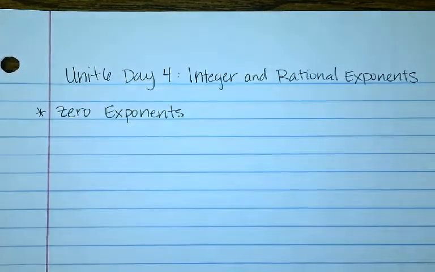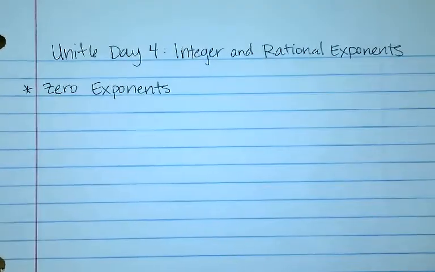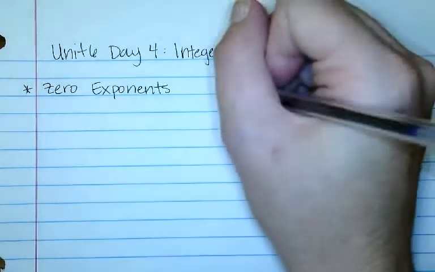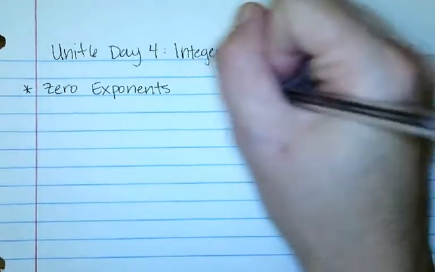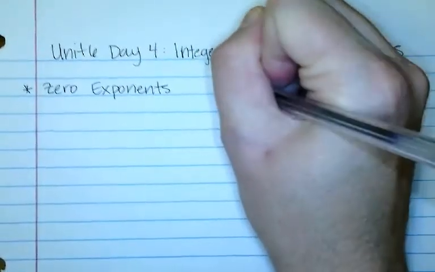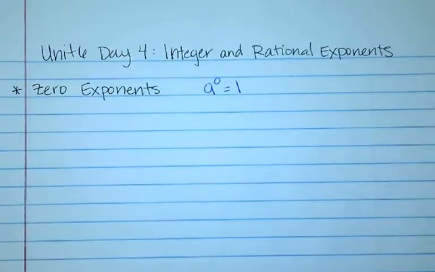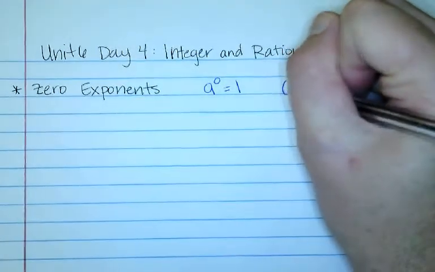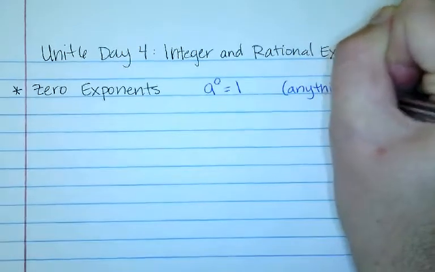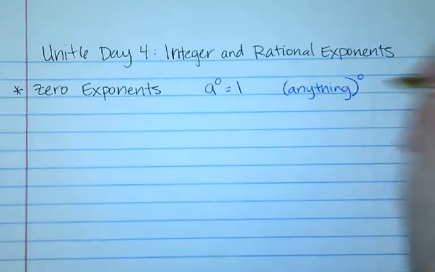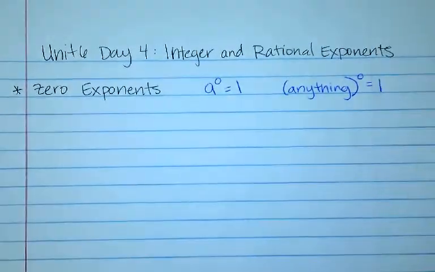All right, guys? And what do we do with zero exponents? Well, guys, there's a couple rules that we have for zero exponents. Or actually, there's really just one. How we can write this out, the rule for this is that a to the 0 power is equal to 1. And guys, really, anything to the 0 power is equal to 1.